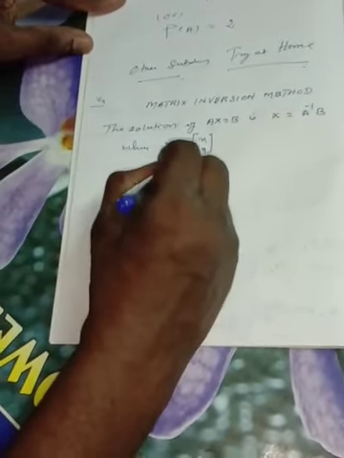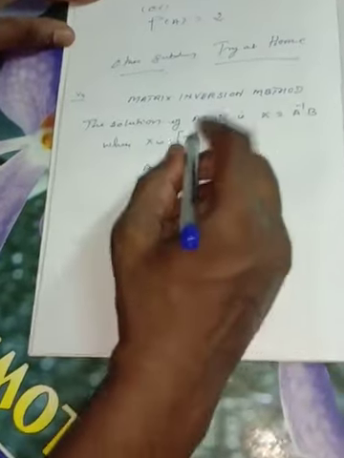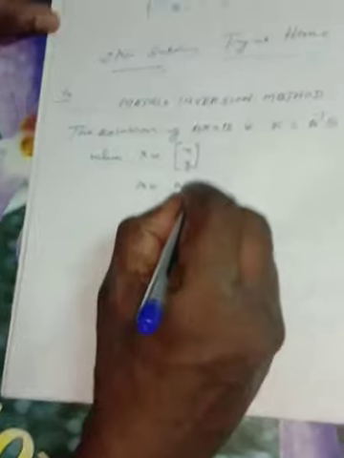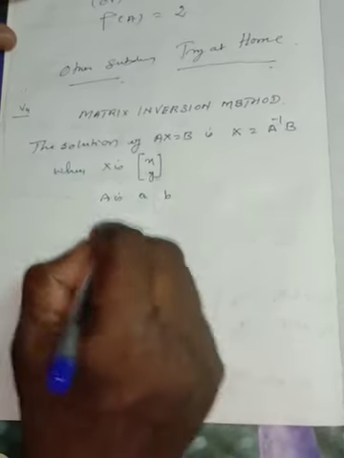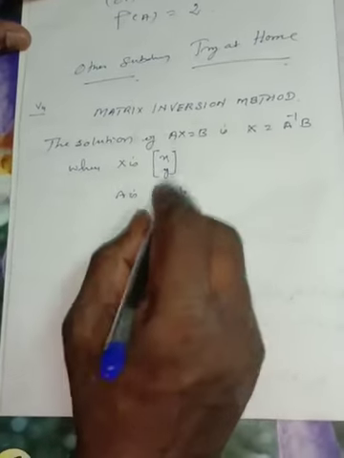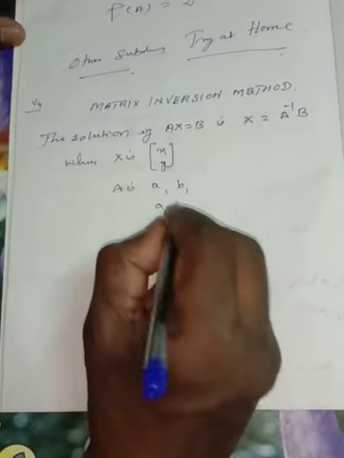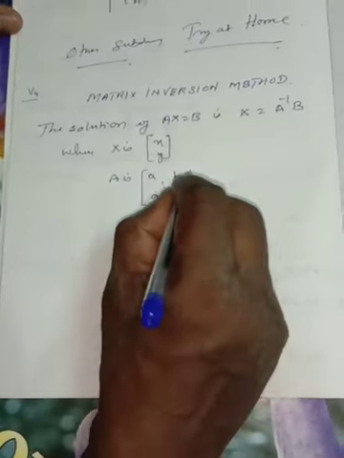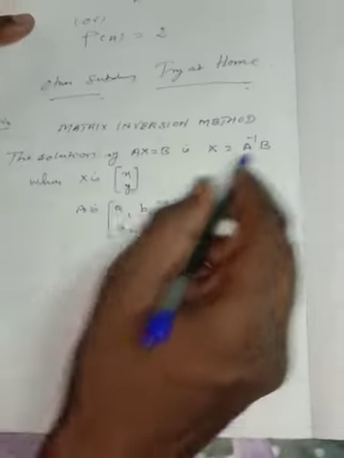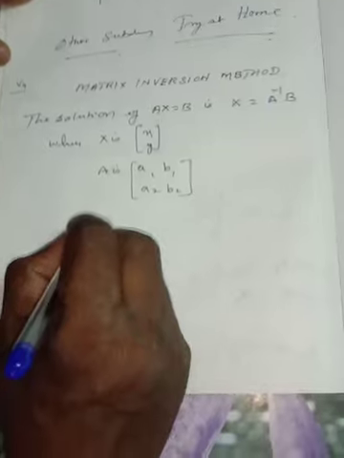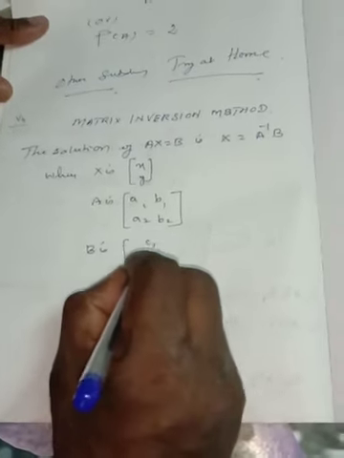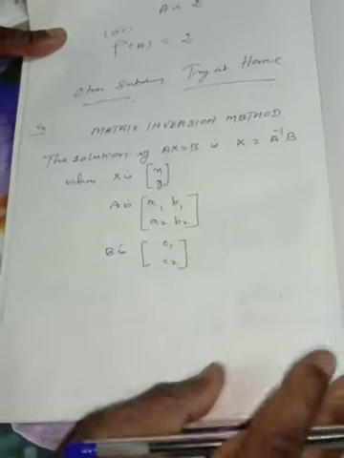Capital A is the coefficient of x term, coefficient of y term. Next equation, coefficient of x term, coefficient of y term. Next, the constant term b is C1, C2. This is constant.